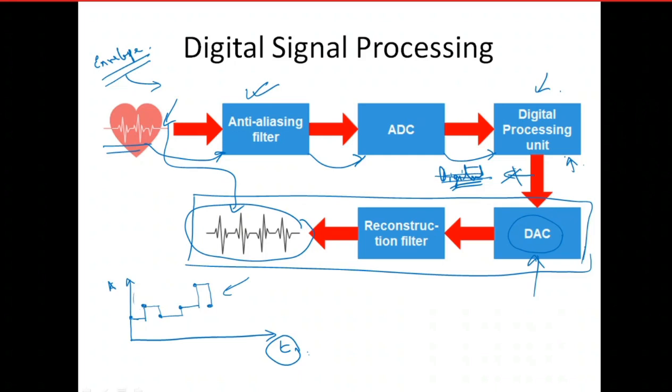So these were the points. You will be getting an envelope like this, which will basically take a polygon to connect your points. And what is the simplest thing? The simplest thing is to use a reconstruction filter, which is also a low pass filter.